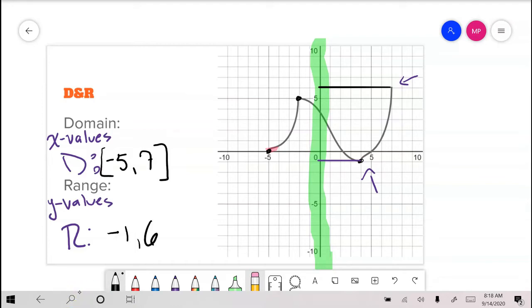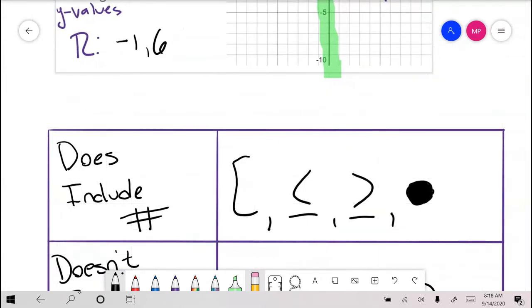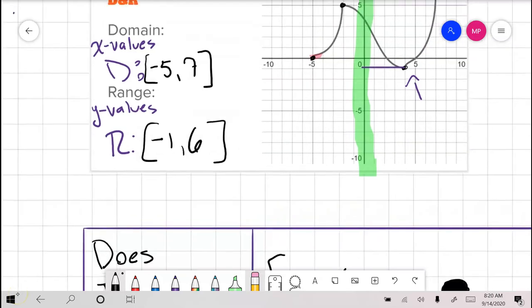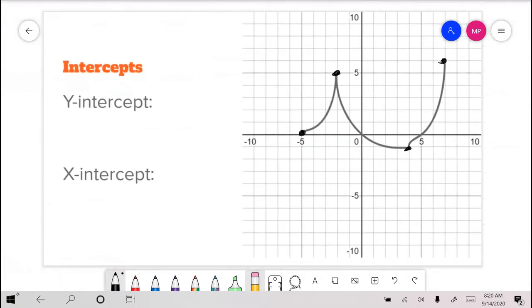And then from here, we need to figure out whether or not we need to use the brackets or the parentheses. We have 2 solid dots, both in the lowest and the highest point. So we'll say, hey, solid dot means we put a bracket on both. Now that we've gotten the domain and the range down, we'll slide over to the x and y intercepts.